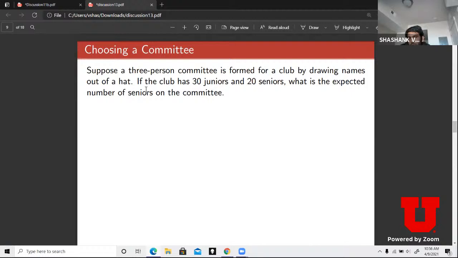Suppose, again, a three-person committee is formed for a club by drawing names out of a hat. If the club has 30 juniors and 20 seniors, what's the expected number of seniors on the committee? You guys can try it out.